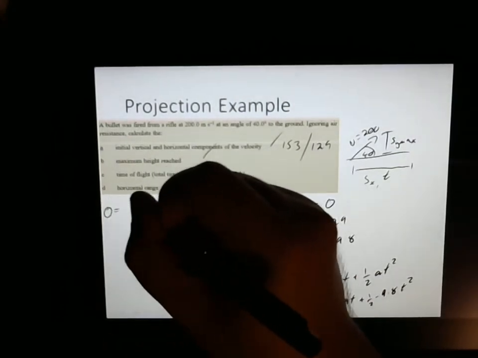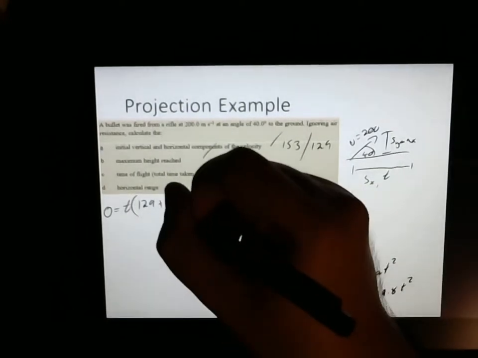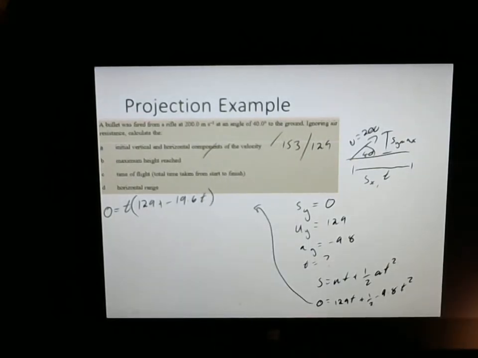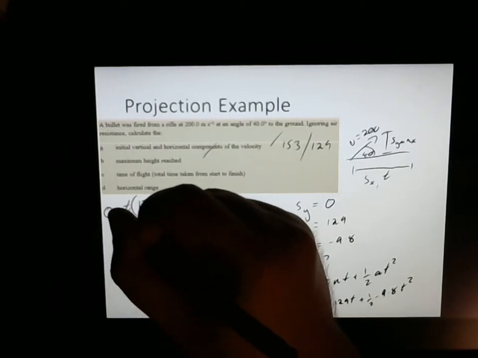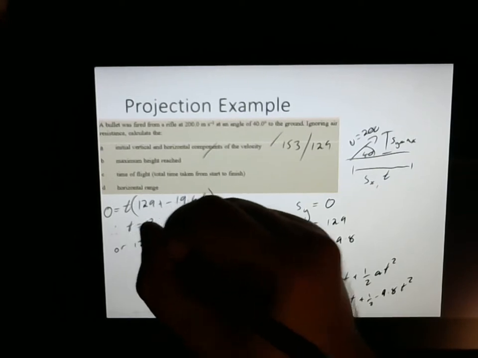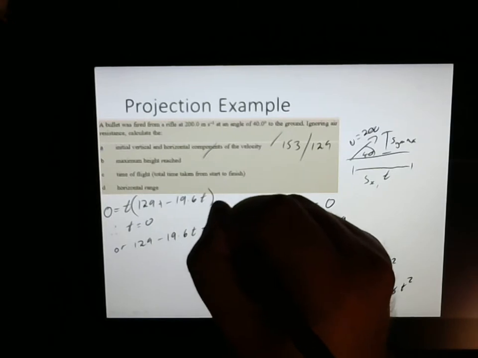So that means 0 equals t outside of 129 plus negative 19.6t. We have a really interesting sum here. This times this equals 0. What's the rule for when two things multiply and equal 0? One of those has to be 0. Therefore, t equals 0, or 129 minus 19.6t equals 0.